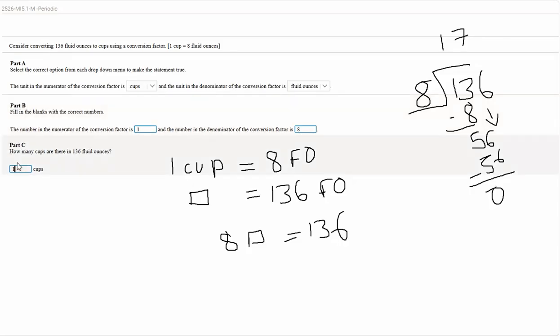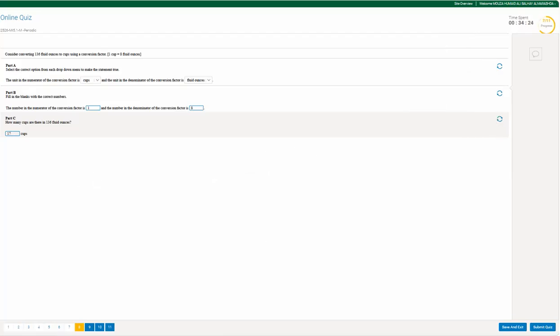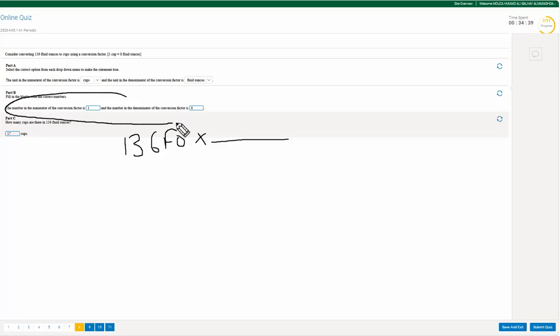Okay, so you can do this very easily with cross multiplication. Why can we do it with cross multiplication very easily? Because there's only one conversion factor. If you don't want to do it this way, how will we do it the other way? So we have 136 fluid ounces times something is equal to what you want to convert it to. I just want to focus on this right now, okay?